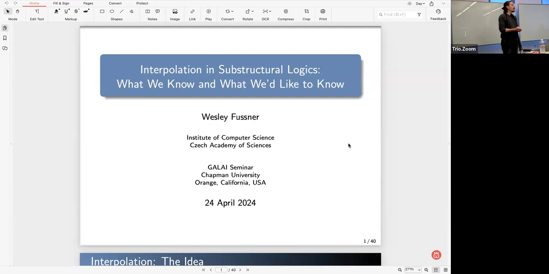So, yeah, I want to talk a little bit about recent progress on the study of interpolation. I would argue generally, but particularly using substructural logics as a platform, a lens through which to understand the general notion. So let me dive in and talk a little bit about what I mean here.